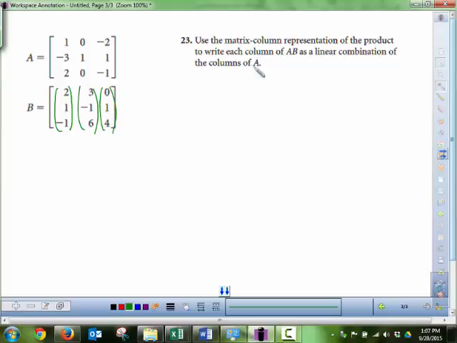All right, let's see if we can. I have a question about this, but let's see if we could do it. AB is equal to the matrix A times each of these as vectors separately, done separately. So 2, 1, negative 1, 3, minus 1, 6, 0, 1, 4.